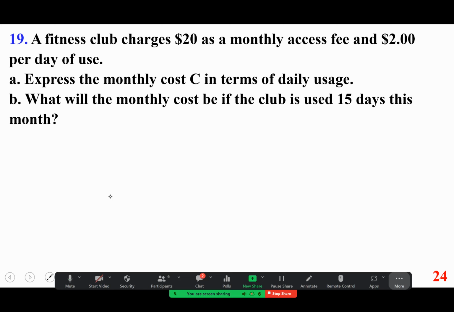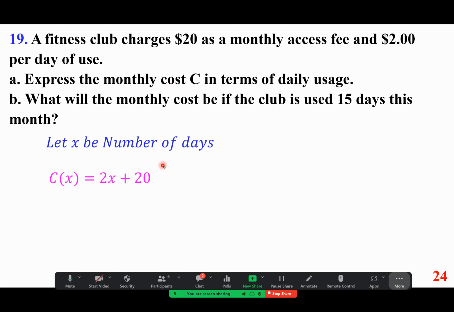Perfect. So what we do, let's pick a variable and let x be the number of days. Then C, the cost, becomes a function of x. C of x is what? $2 per day, so 2x, and then the fixed cost of $20. So in essence, this $2, which is the variable cost, becomes the slope, and this fixed cost becomes the y-intercept, and we're going to call it the c-intercept because we are using c. That's part A.